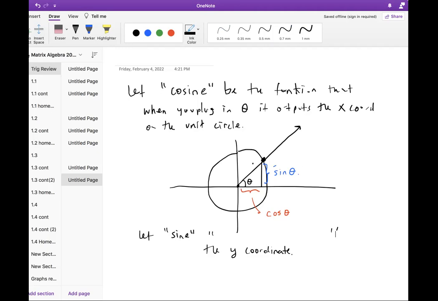It's some function, obviously, right? As theta changes, sine and cosine are changing. And it's a function, right? For the same angle, I don't get two x values back. For the same angle, I don't get two y values back. So given that, now we'll talk about maybe how to find some exact values of sine and cosine.